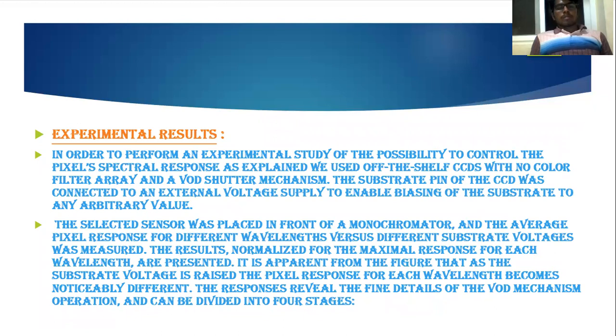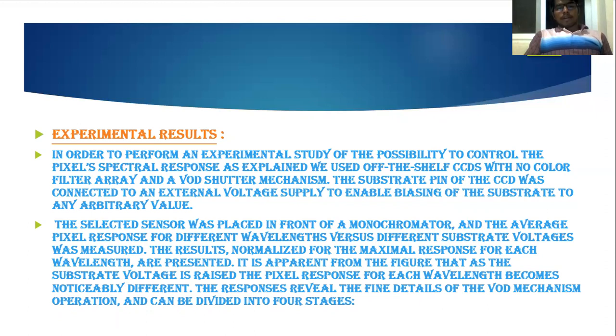Experiment results. In order to perform an experimental study of the possibility to control the spectral response as explained, we used off-the-shelf CCDs with no color filter array and a vertical overflow drain mechanism. The substrate pin of the CCD was connected to an external voltage supply to enable biasing of the substrate to any arbitrary value. The sensor was placed in front of a monochromator, and the average pixel response for different wavelengths versus different substrate voltages was measured. The results, normalized for the maximal response for each wavelength, are presented.